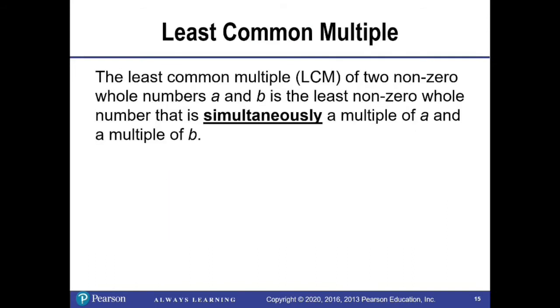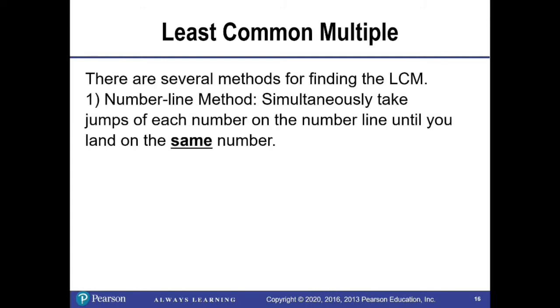Now let's move and talk about what we call the least common multiple. So this is the smallest number that is a multiple of both of our numbers. Again, we have several methods that we can use to find the LCM. So let's look at the number line method. So we draw our number line and then we take jumps on the number line of each number until we land at the same spot.